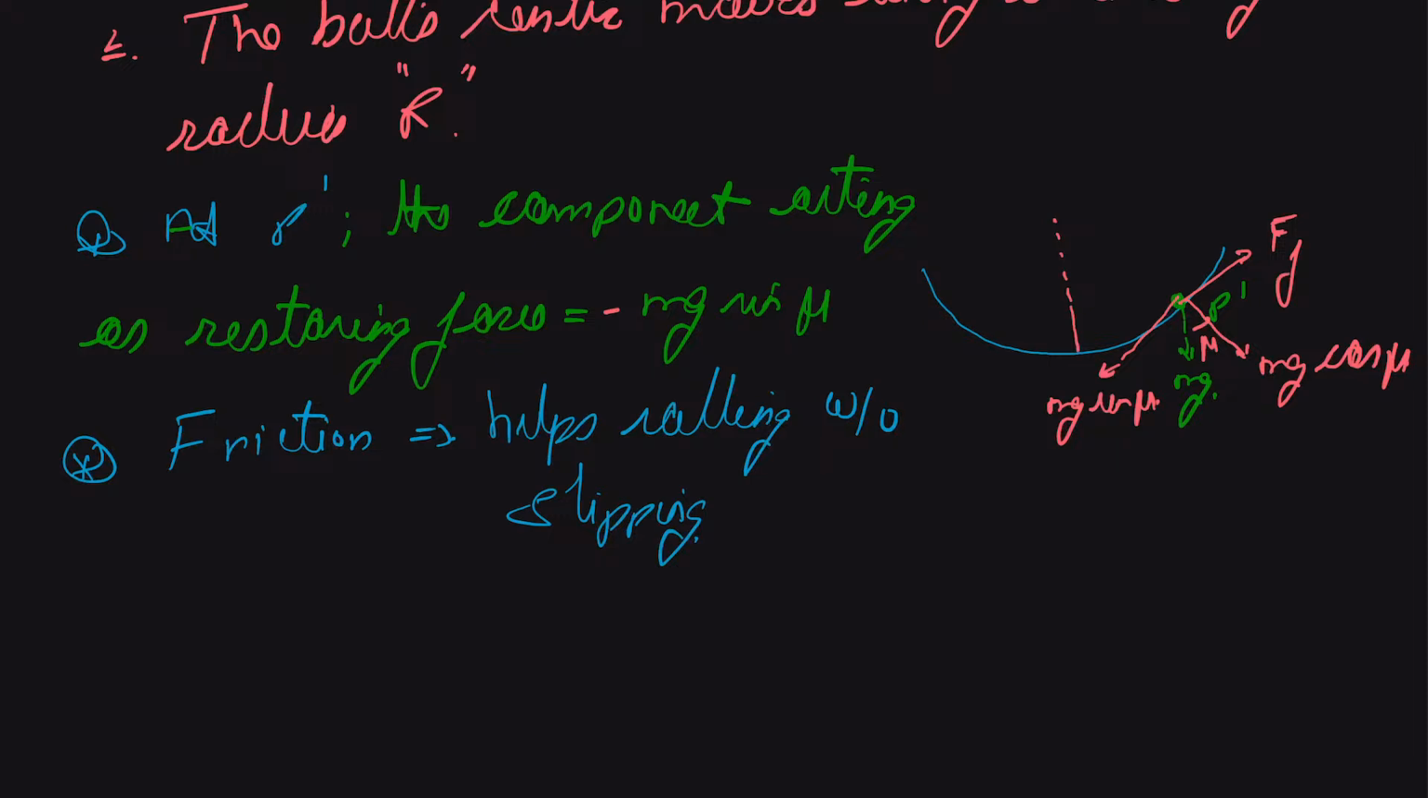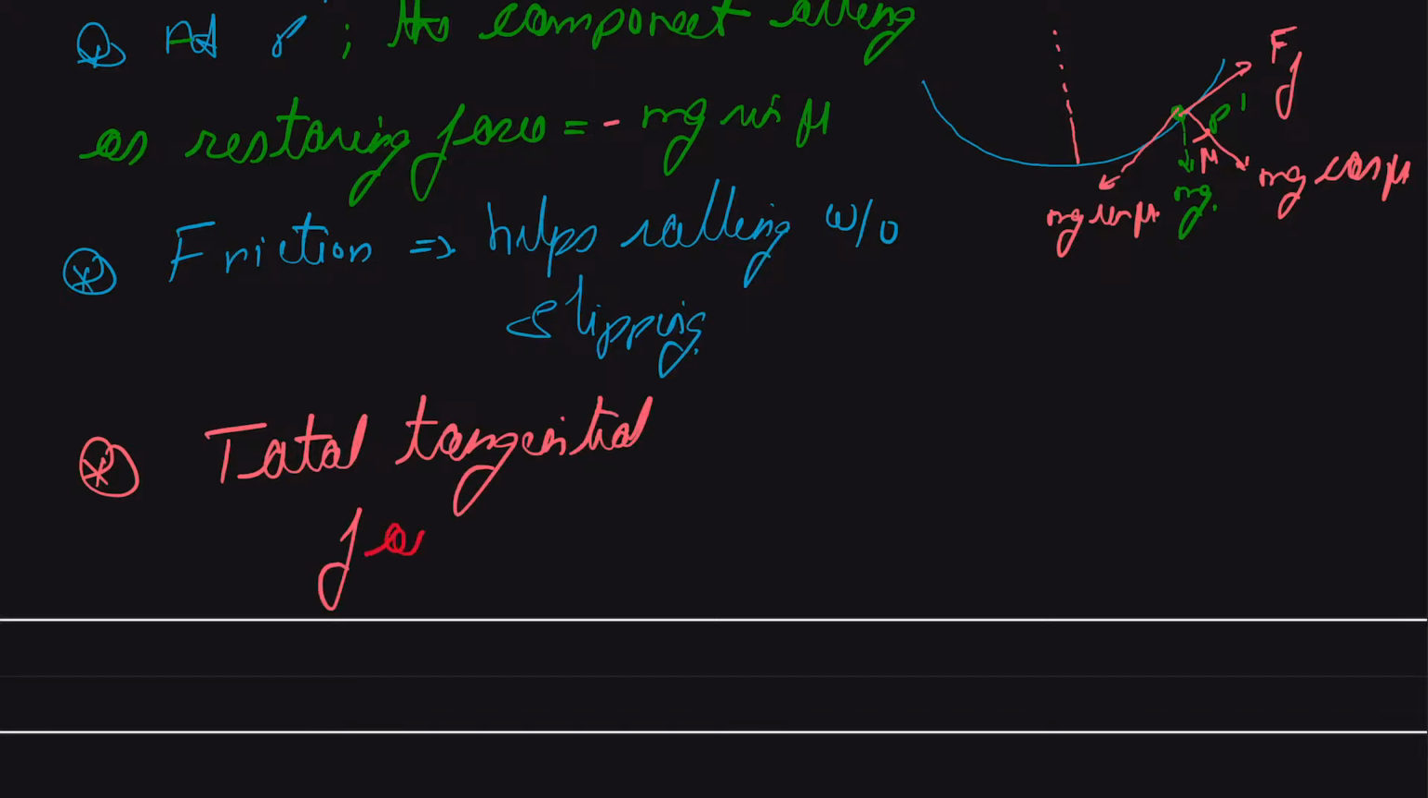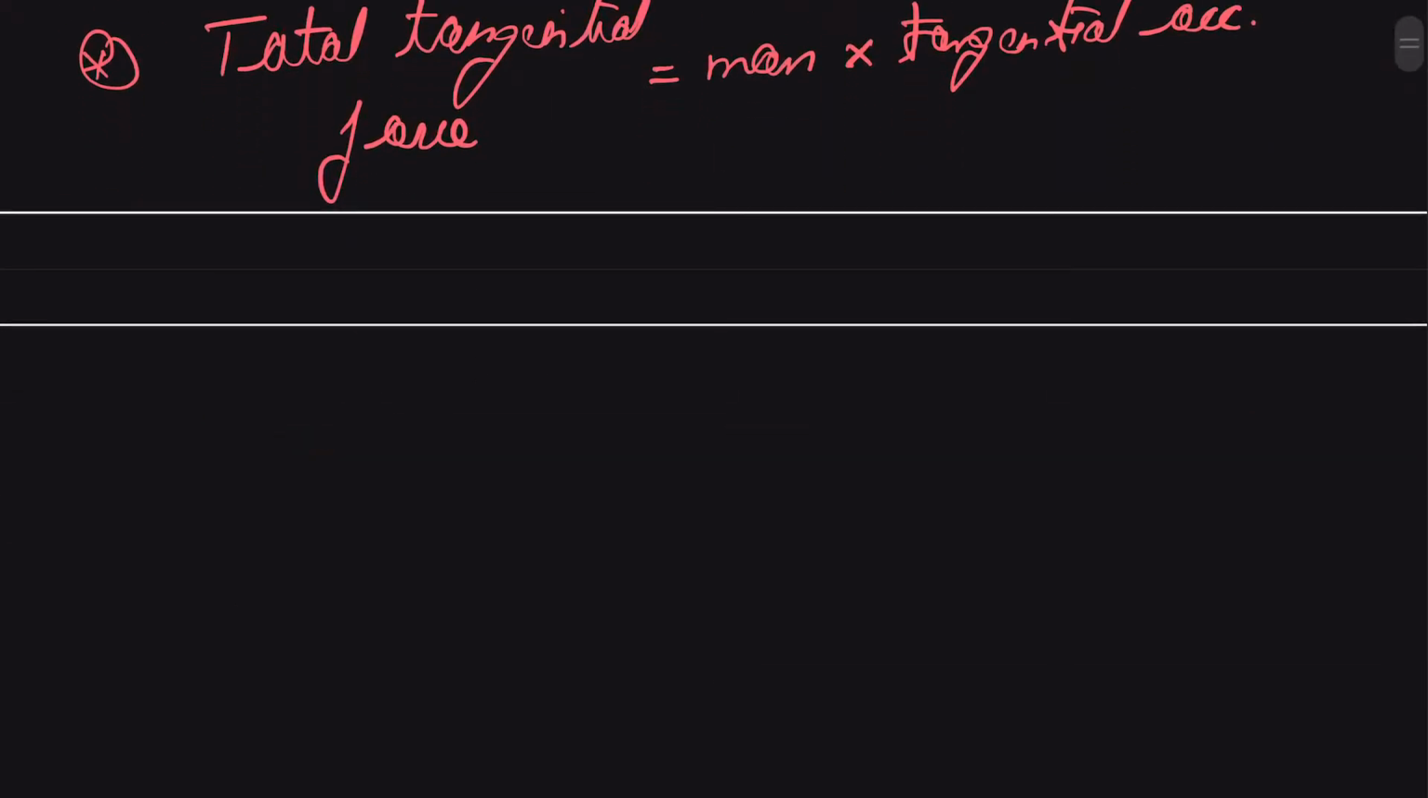From here we use Newton's second law in the tangential direction. So we can write that the total tangential force is equal to the mass multiplied by the tangential acceleration. The total force is f minus mg sin mu, equal to m times a. Let us call this equation number 1.